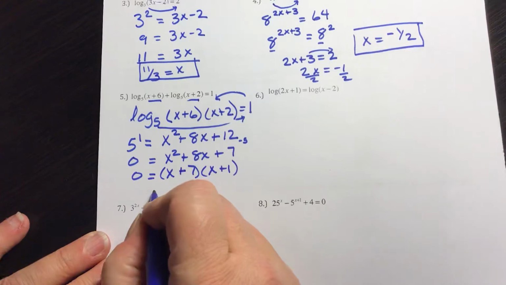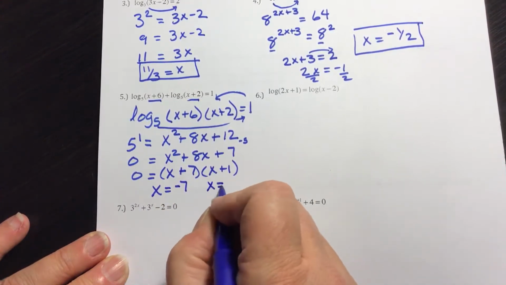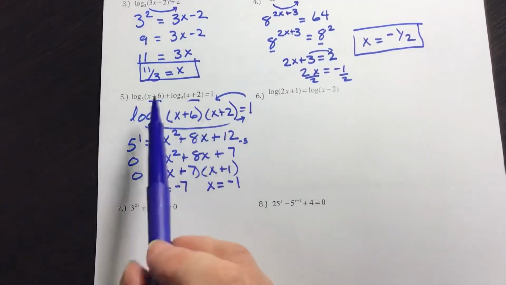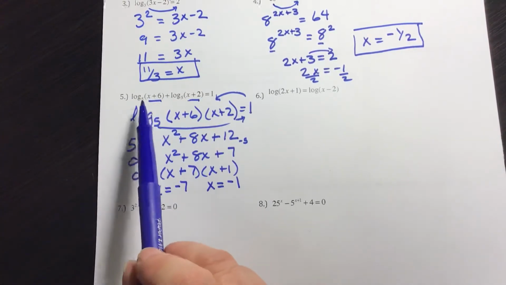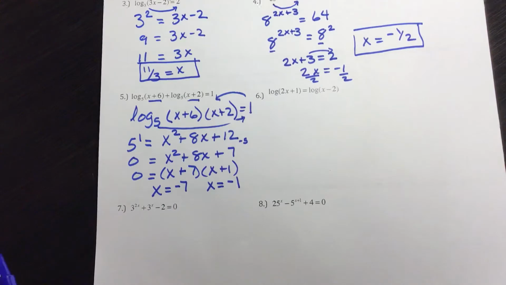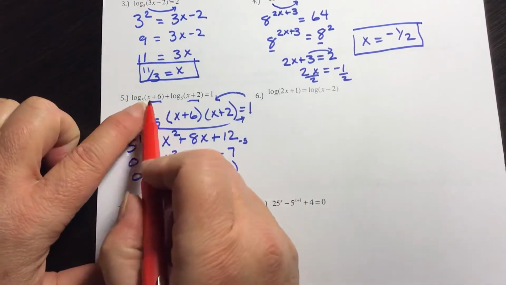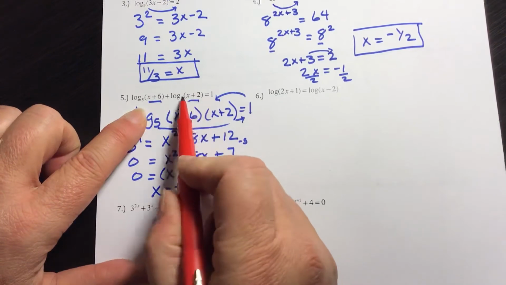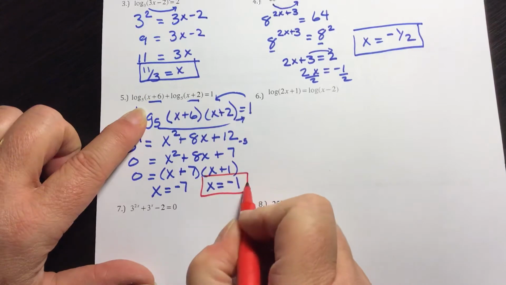So my solutions are x equals -7 and x equals -1. Because I'm working with logs, I have to have the log of something be greater than 0. So if I plug in -1, -1 plus 6 is 5, so this is positive. -1 plus 2 is positive, so this is a good solution.